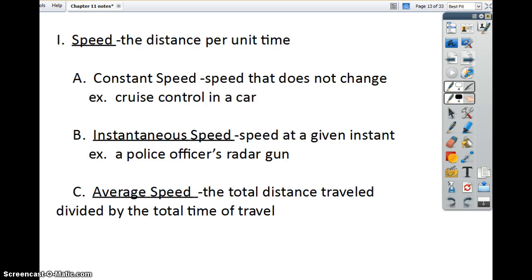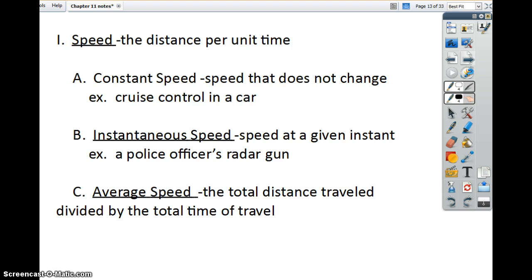Speed is the distance per unit time. Constant speed is speed that does not change. For example, cruise control on your car allows you to get constant speed in your car. Instantaneous speed is speed at a given instant. For example, a police officer's radar gun measures your instantaneous speed at that given instant you were speeding.